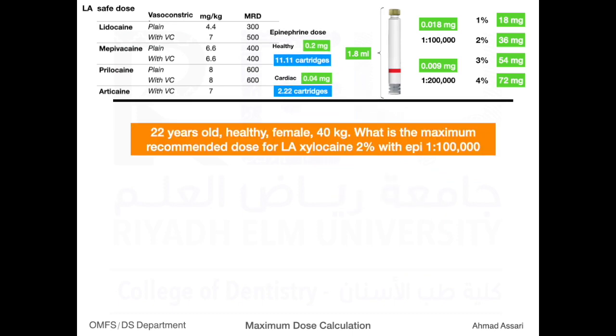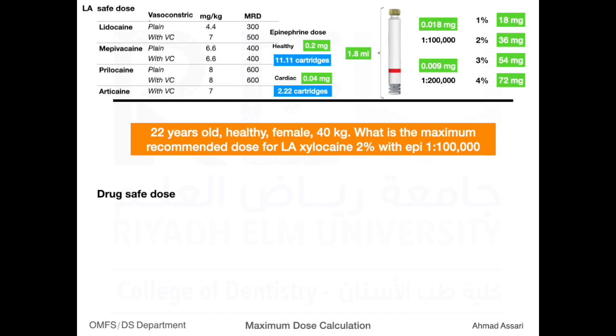A 22 years old, healthy, female patient weighing 40 kilograms. How do we calculate the maximum recommended dose for the local anesthesia xylocaine 2% with epinephrine 1 over 100,000? First, we need to calculate the safe dose of xylocaine for that particular patient, as the recommended dose is calculated based on the patient weight.